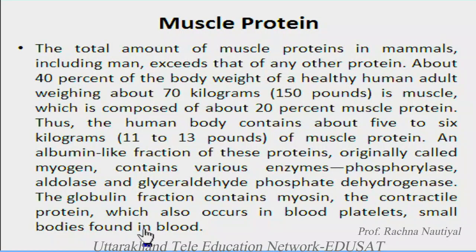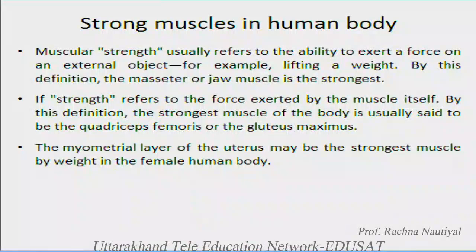An albumin-like fraction of these proteins, originally called myogen, contains various enzymes: phosphorylase, aldolase and glyceraldehyde phosphate dehydrogenase. So these are different proteins again. The globulin fractions contain myosin, the contractile protein, which also occurs in blood platelets, some small bodies found in blood. So this is a little more about the muscle proteins.